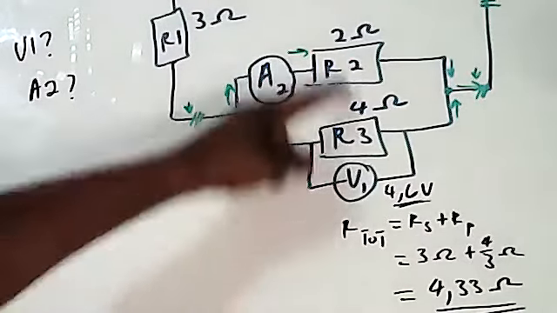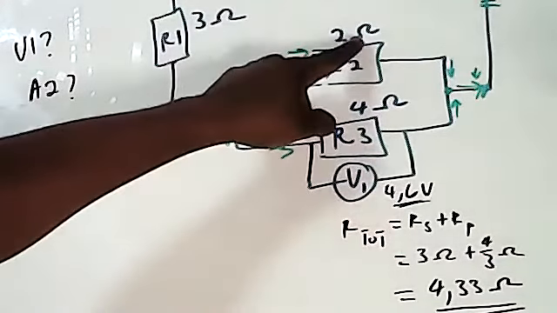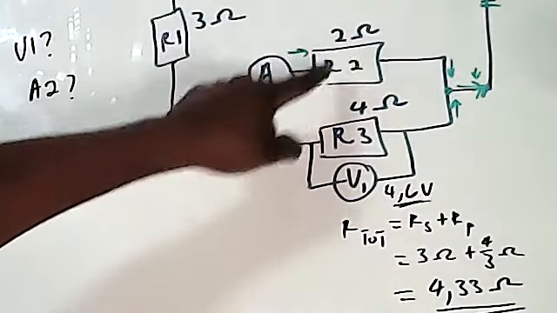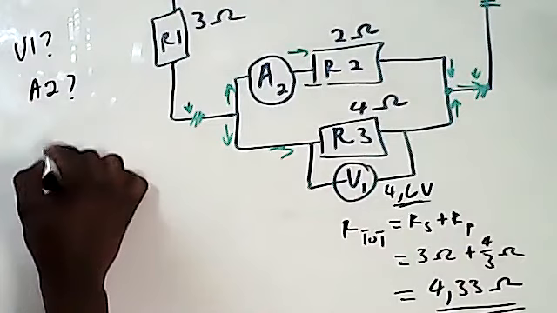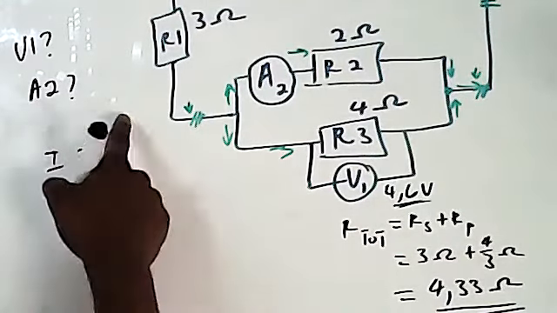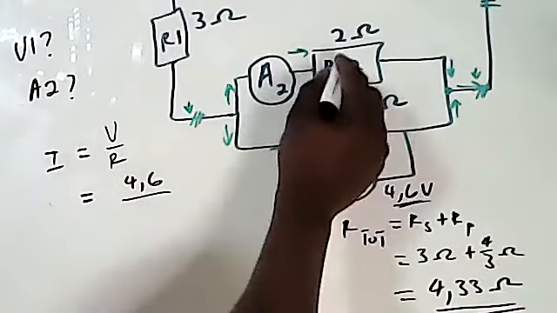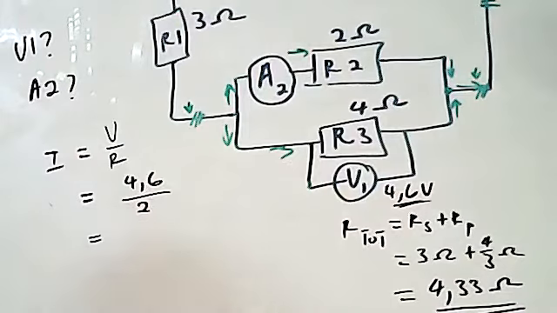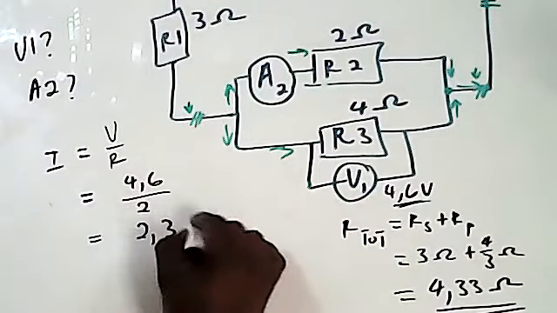The voltage here is the same, yes, so we will use this 4.6. We'll use this 2 as our resistance to find the current, right? So we know that current is given by what? Current is given by voltage over resistance. Our voltage is 4.6. Our resistance is 2 ohms. That is how you get the current, which is going to be 2.3 amperes.